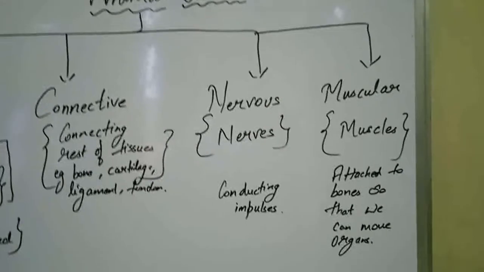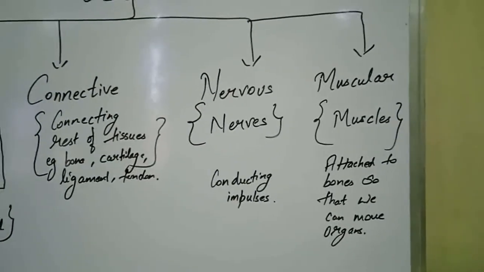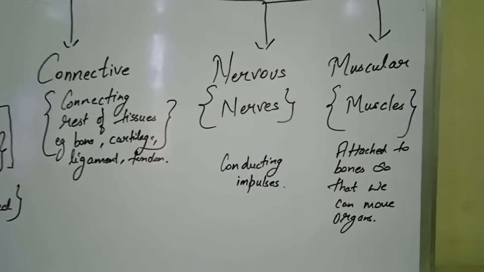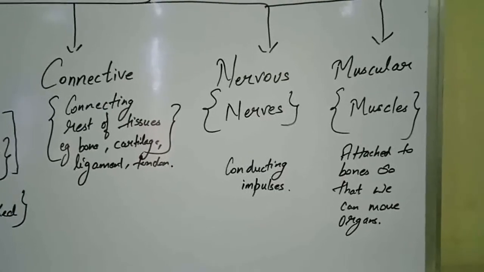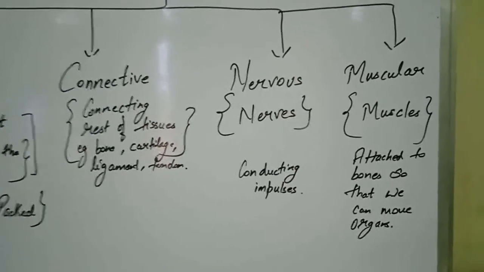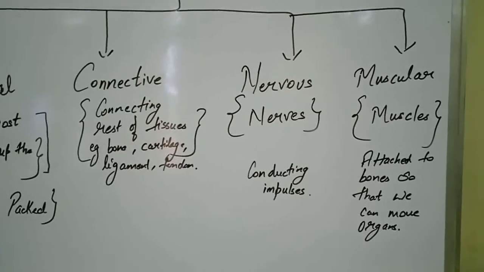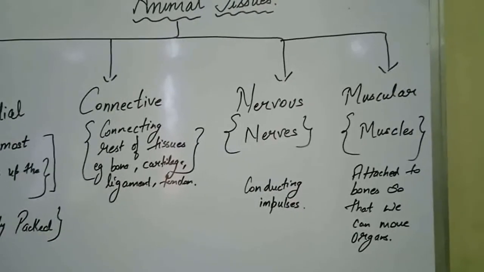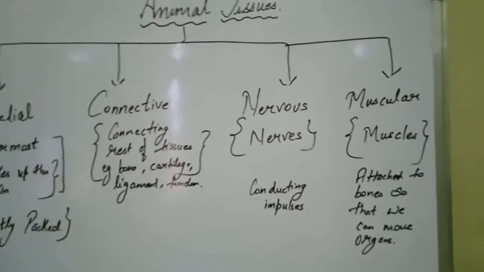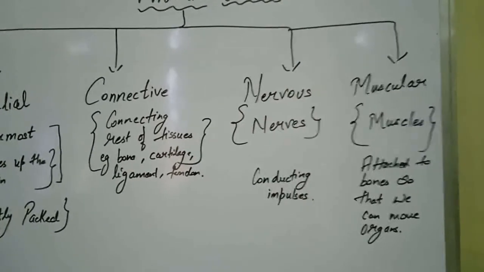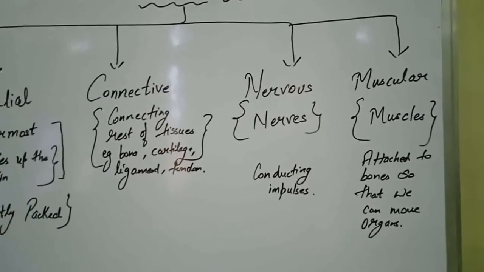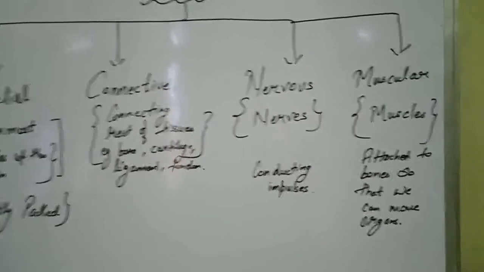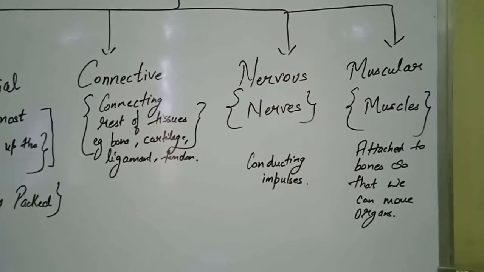Next one is your nervous tissue. As the name suggests, nervous tissue consists of the nerves. And what is the work of the nerves? It helps in conducting the impulses. What are impulses? See, if there is any stimulus taking place in your surroundings, your brain gets that. If you have touched a hot iron, as soon as you touch that hot iron, your brain gets the impulses and you just remove the hand from the hot iron. So who is conducting those impulses? They are conducted by nerves which are present in the nervous tissue.